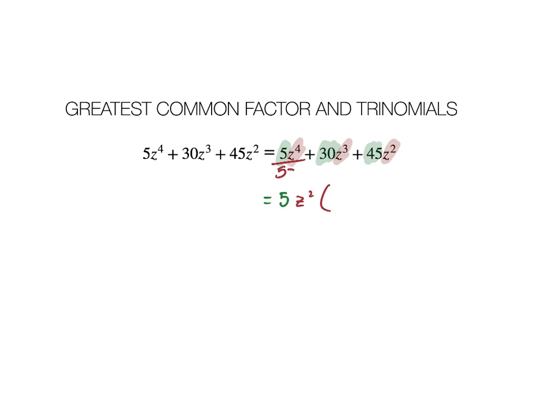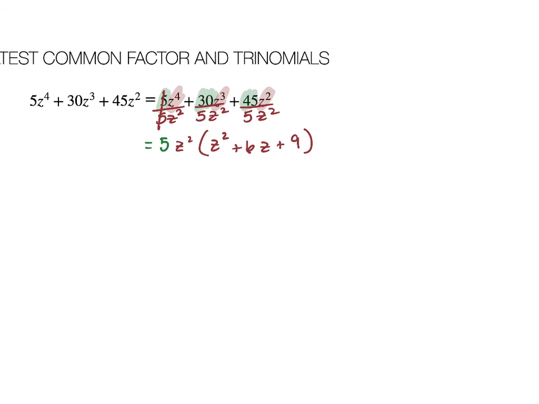So when I divide this by 5z squared, 5 over 5 is 1, and I'm canceling out 2 of the z's, so it's just z squared. Divide this one by 5z squared, 30 divided by 5 is 6, and z cubed over z squared is just a single z, and divide by 5z squared, z squared over z squared is 1, and 45 divided by 5 is 9. So we're in pretty good shape. Now we just have to try and factor this trinomial.